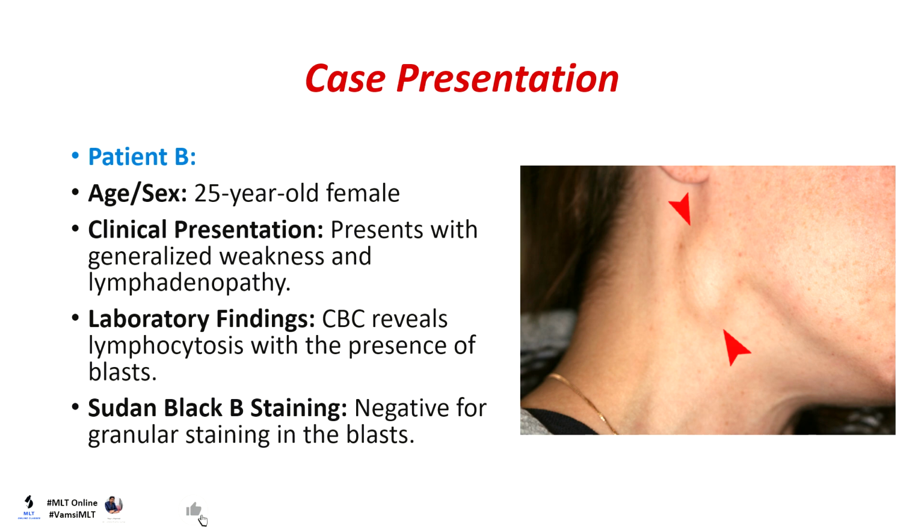Sudan black B staining: positive granular staining observed in the cytoplasm of blasts. Patient B. Age/sex, 25-year-old female. Clinical presentation: presenting with generalized weakness and lymphadenopathy. Laboratory findings: CBC reveals lymphocytosis with the presence of blasts. Sudan black B staining: negative for granular staining in the blasts.